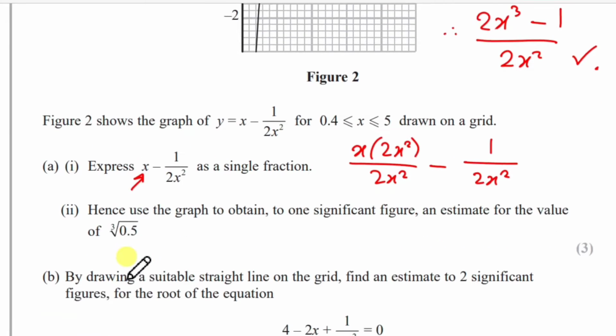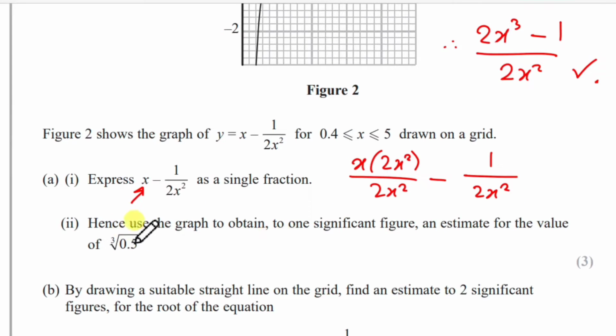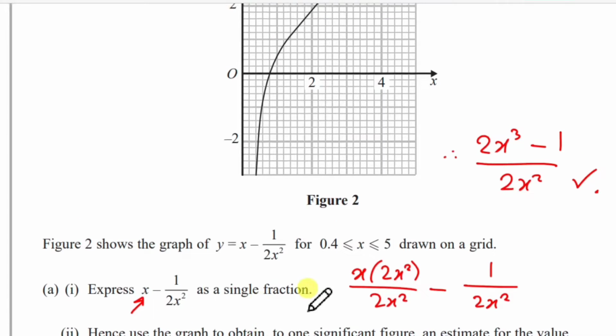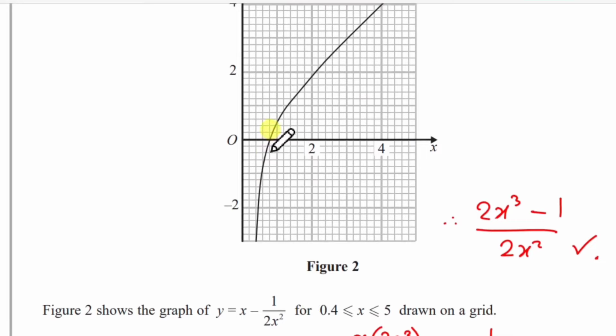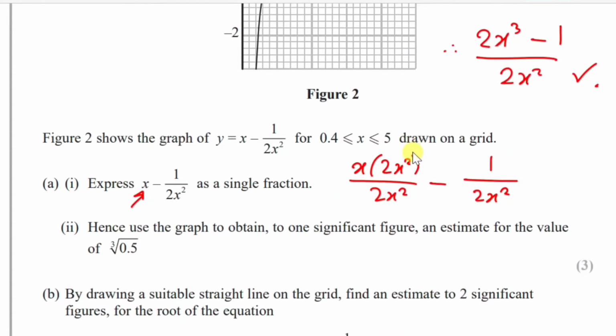Now, moving on to the second part of A, it says hence. When you see the word hence, it literally means carry on from the previous question in some way. Hence, use the graph to obtain to one significant figure an estimate for the value of the cube root of 0.5. This is not very clear, but what it really means is that every time the graph crosses the x-axis, that's the value they want. So this value right here is basically the cube root of 0.5. So let's let x equal the cube root of 0.5.